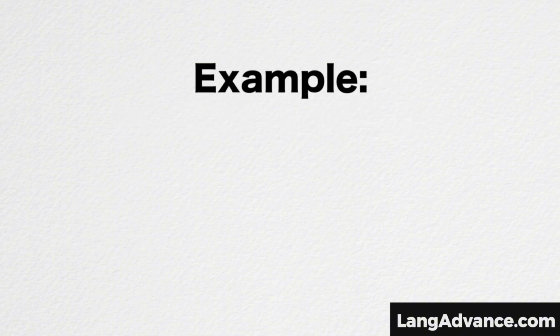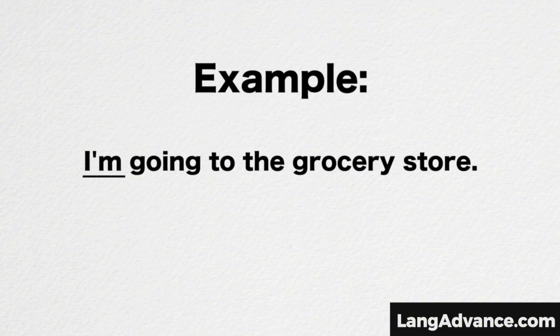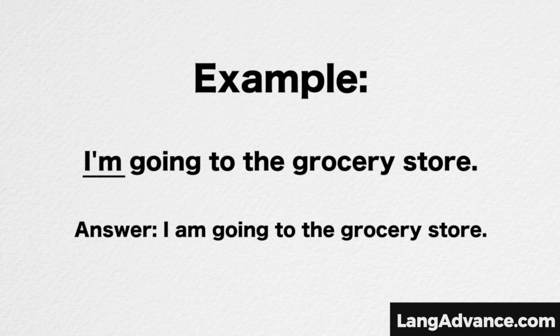Let's look at an example. I'm going to the grocery store. As you can see, the contraction "I'm" is underlined. Change "I'm" to the 2 separate words it represents. The answer would be, I am going to the grocery store.